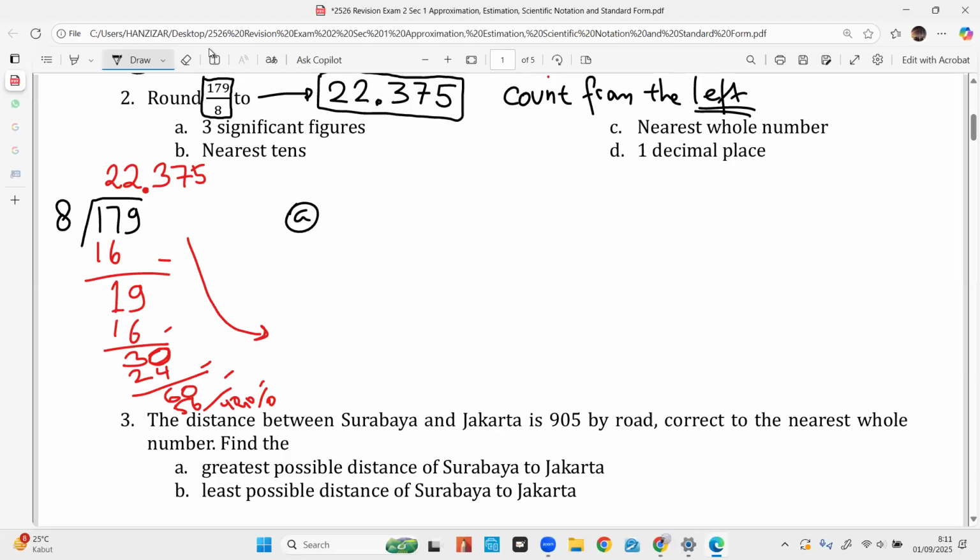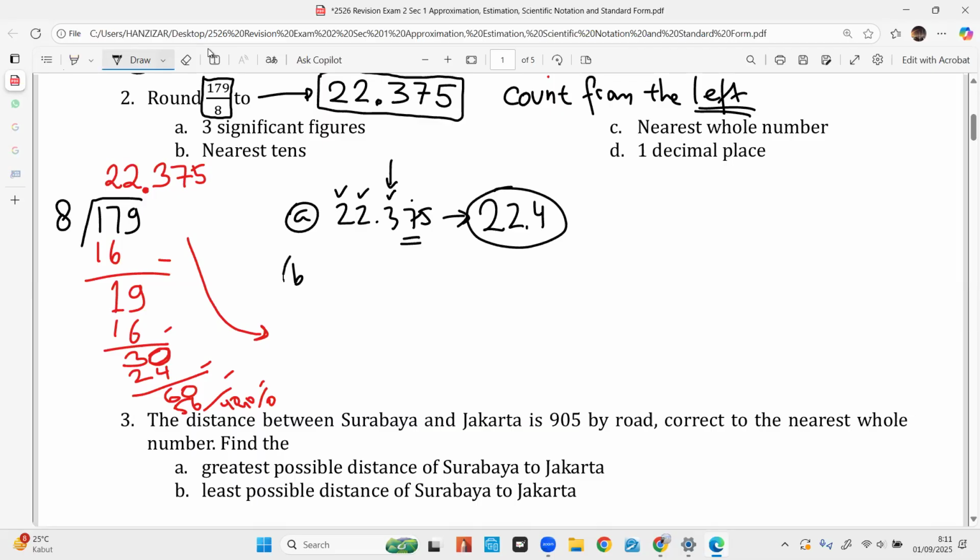Okay. So for question A, 22.375, you convert to 3 significant figures. 1, 2, 3. You stop here. Therefore, you round up because you look at the 7. So 22.4. This is your answer.